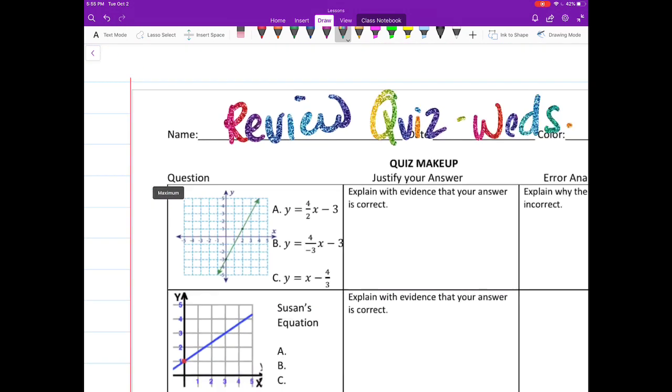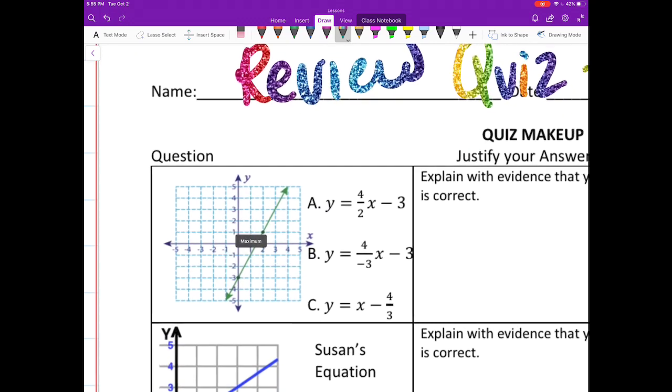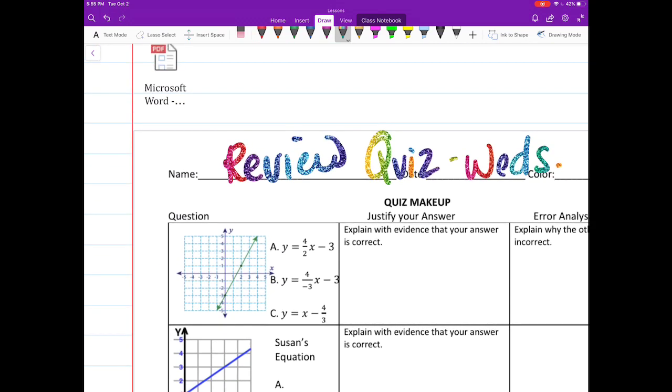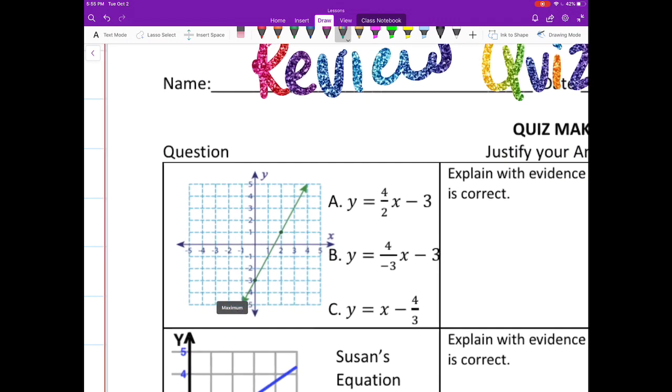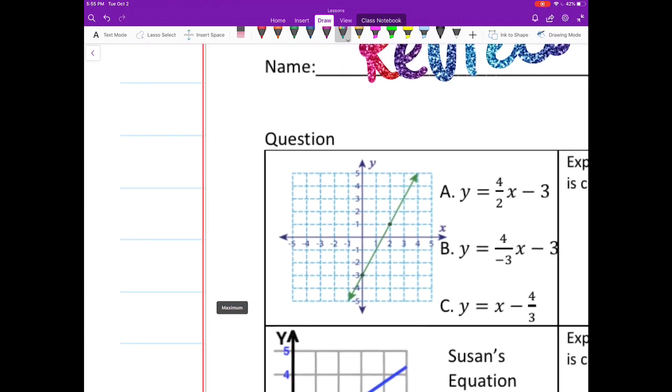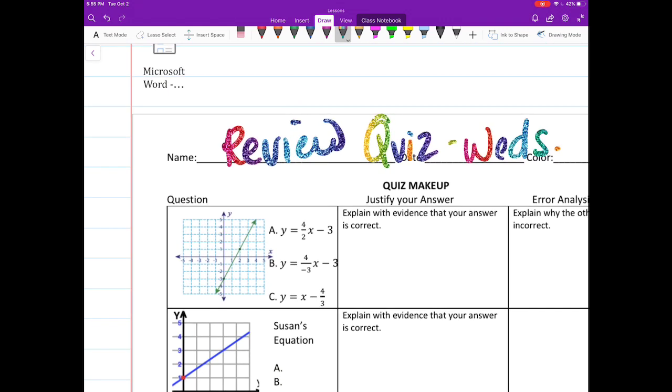So if you were to see this question right here, number 1, it says, create the equation. If you had to create the equation for this line, what would it be? Okay, so first you have to pay attention to where your y-intercept is. Your y-intercept is right there, the point where your line crashes into the y-axis. Okay, so if you didn't know that, now you do.